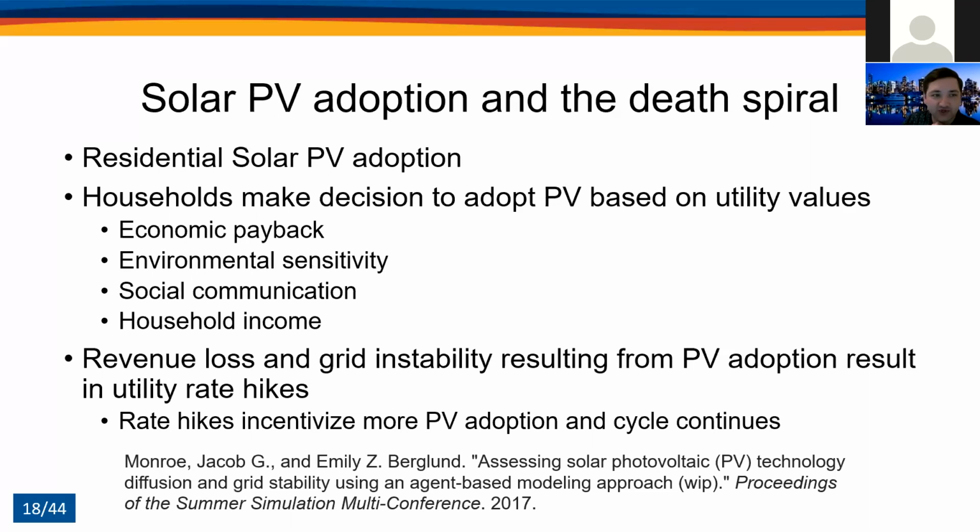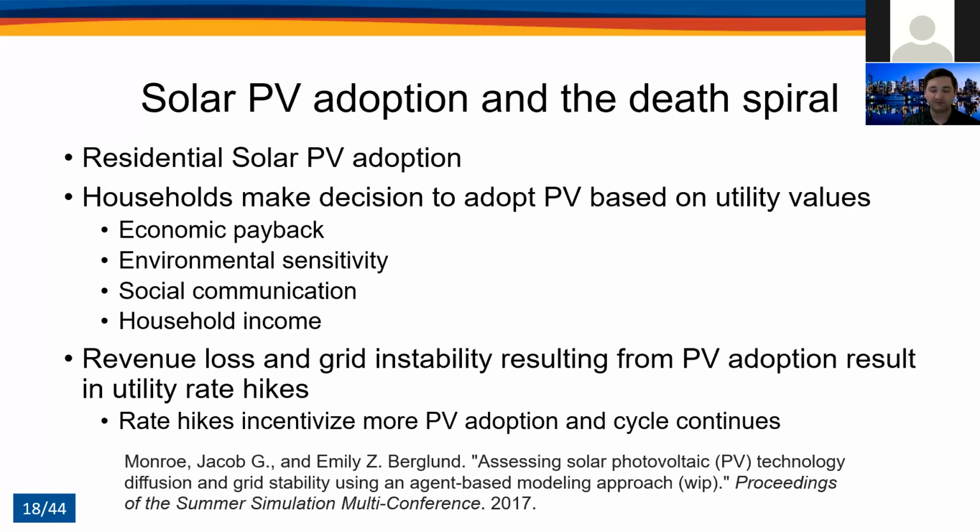So another application area that's probably a little bit more down home to ISFIC would be solar PV adoption and the death spiral, which we modeled with an ABM. I've developed a residential solar PV adoption model where households make the decision to adopt PV based on utility values for economic payback, environmental sensitivity, social communication, and household income. And essentially, these households make the decision to adopt the PV. And then we track what happens in the utility system.